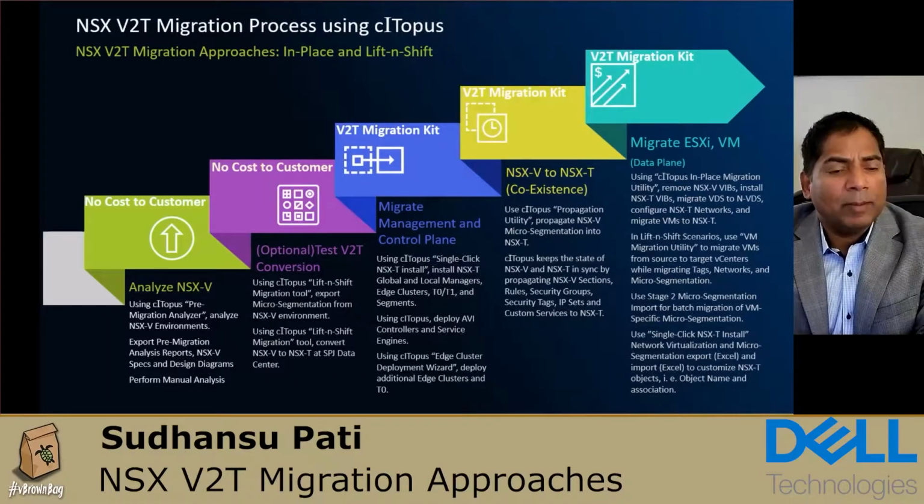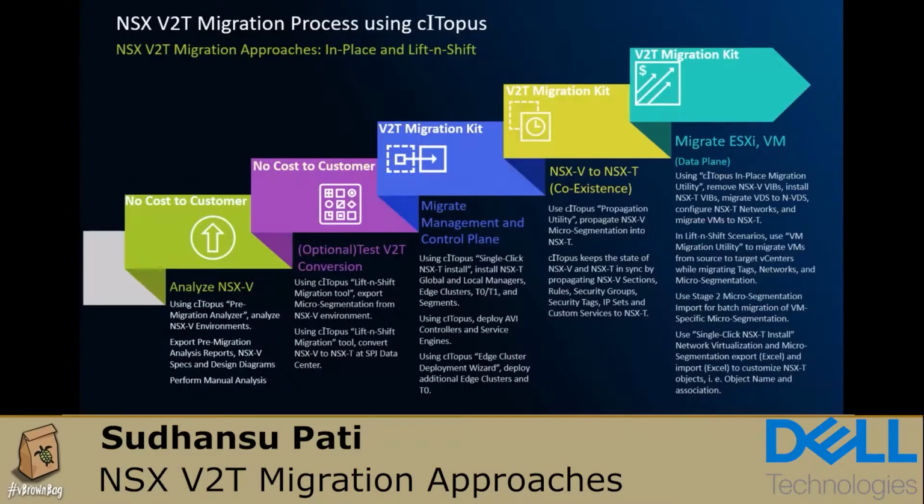Why are these important? Because before we start our migration, we analyze the NSX-V environment, which is our first step in the migration process. We understand what type of risks we are facing. We understand what type of organizational challenges we are going to have. We understand what type of outages will be needed and what type of constraints I have in the environment. The second step is, can I really test some of these migrations externally in another environment? So that's a test conversion of V to T. The third step is to migrate your micro-segmentation plane and the control plane.